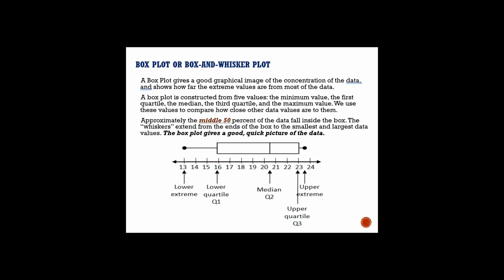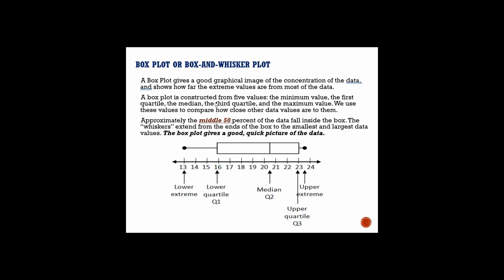Now, the last thing we're going to talk about, and the last graphical representation of data I've got to show you, is a box plot. It's also called a box and whisker plot. This gives us a good image of where the data is concentrated in our data set, and it also will identify some extreme values. One of the nice things about a box and whisker plot is that it will identify outliers in your data set.